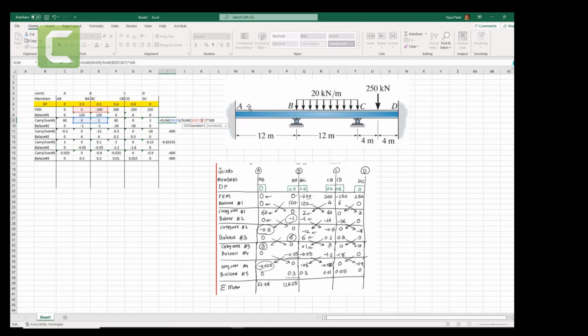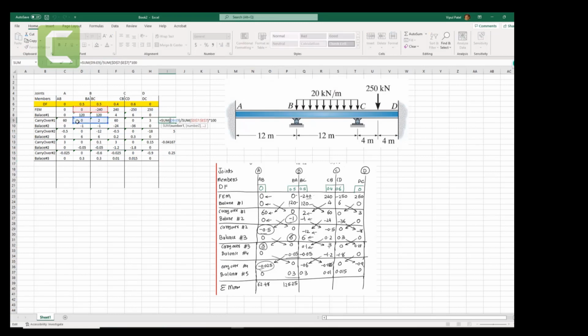Or you can put positive 240. So that's perfect. And let's see if it is working. Yep, it looks like it's working. Balance, we don't need to check. And this one. So you can see the error.